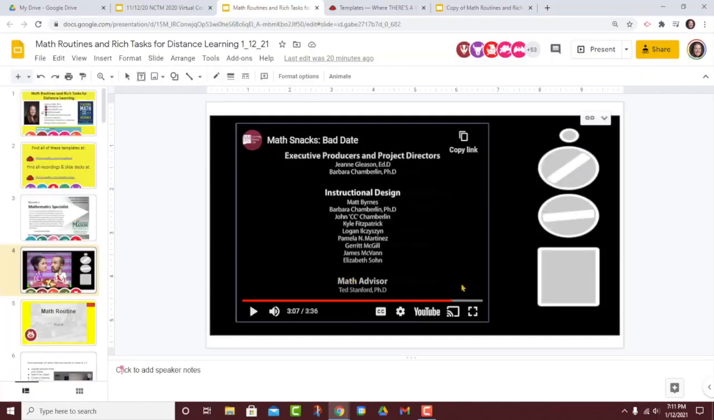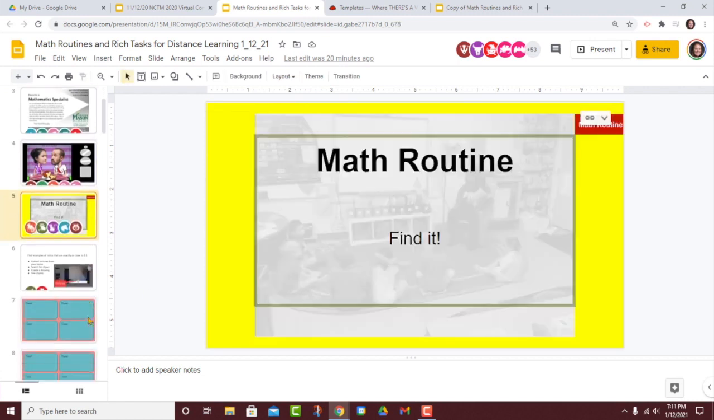All right, folks. So that is Math Snacks. It's a fabulous start into our lesson today. We're going to be talking about fractions, ratios, and proportions, and how we use those in our real world, whether we're going on a date where we talk to people about fish or we're just doing math. Let's start off with a math routine.